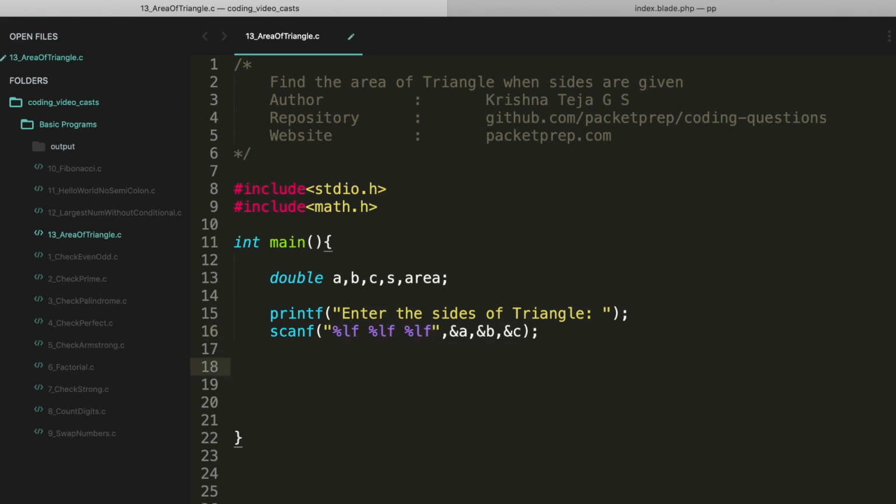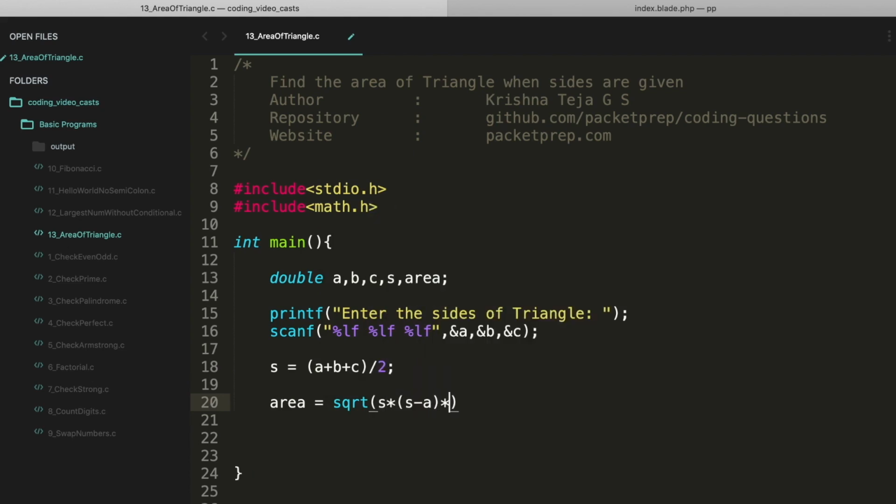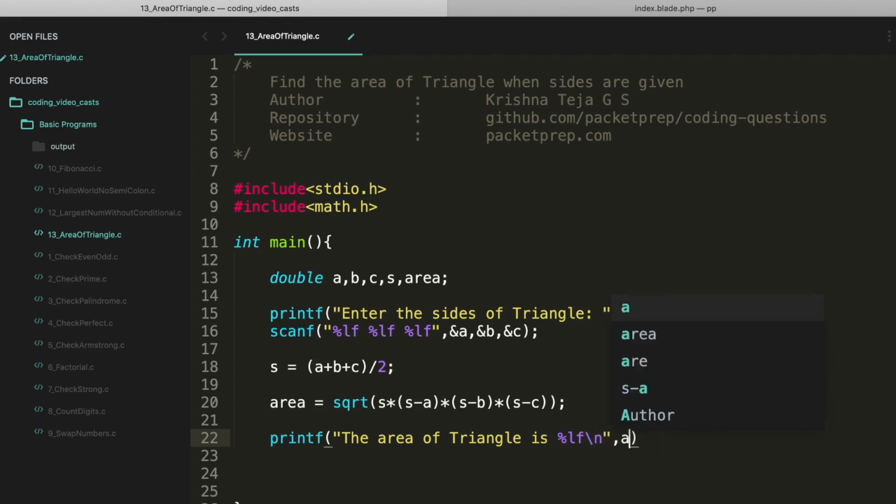All right, now let's calculate the S first. S is basically A plus B plus C divided by 2. Then area is the square root. So sqrt is the function: square root of S multiplied by S minus A, then multiplied by S minus B, multiplied by S minus C. And then we're going to print it as area of triangle is %lf, area. Okay, I think this should work. Let's try.